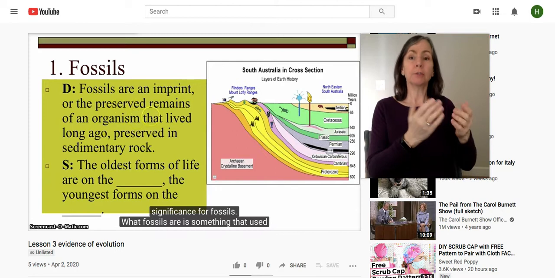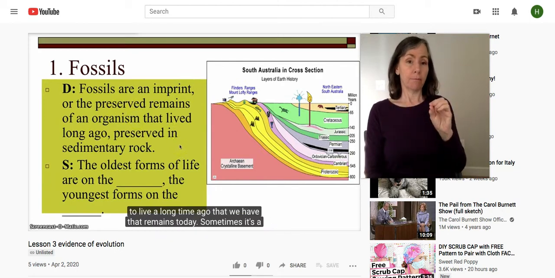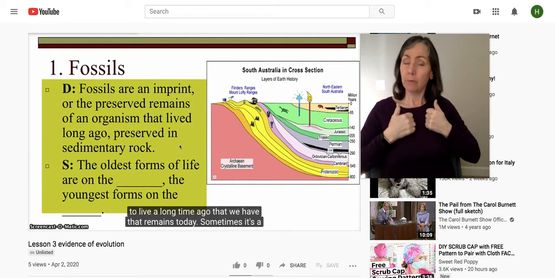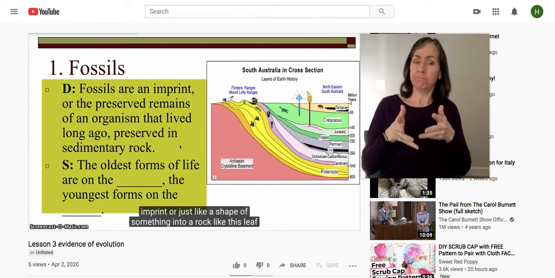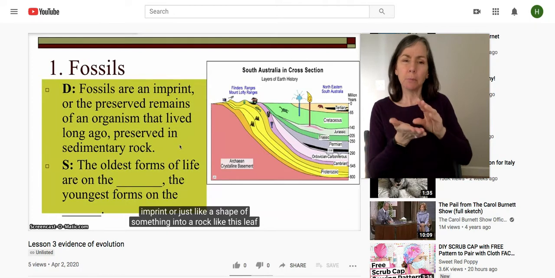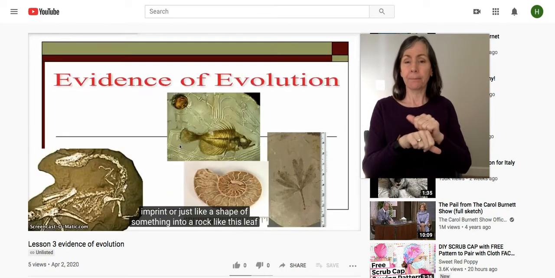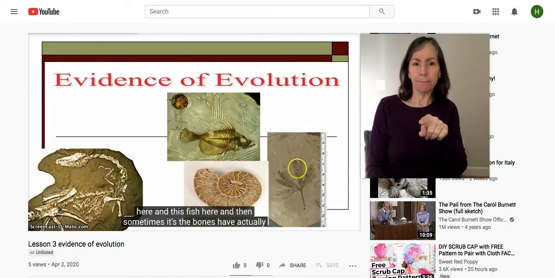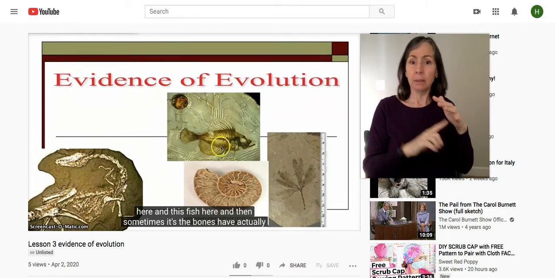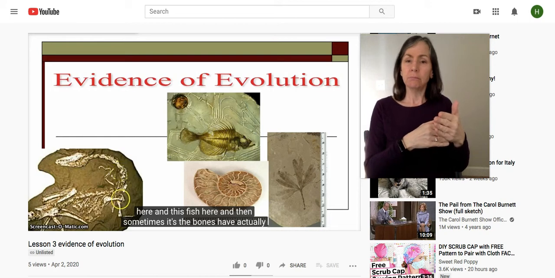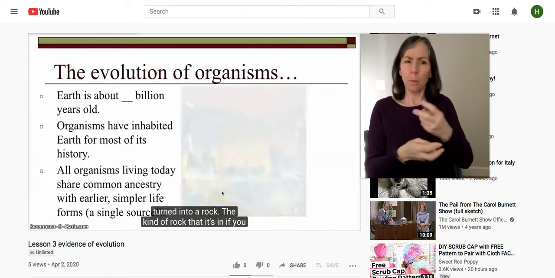What fossils are is something that used to live a long time ago that we have that remains today. Sometimes it's an imprint, so just like a shape of something into a rock, like this leaf here, and this fish here, and then sometimes it's the bones have actually turned into a rock.